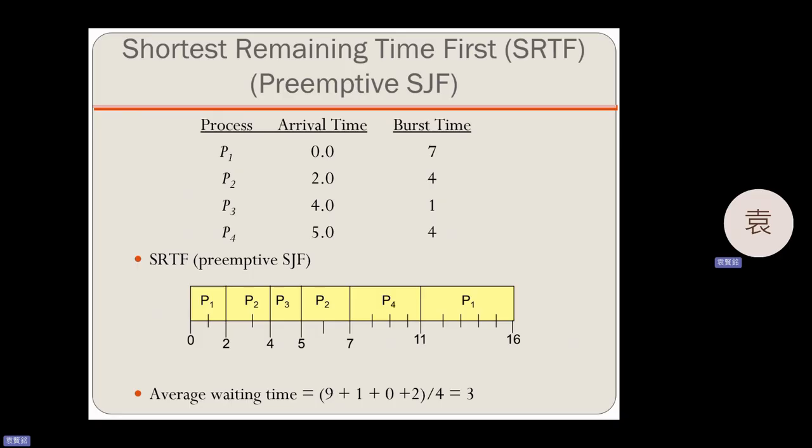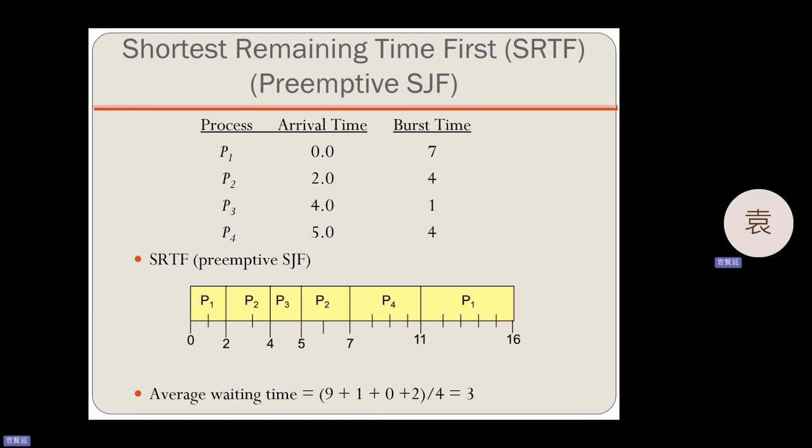P4 has 4 CPU burst time remaining, P2 has 2, and P1 has 5. So P2 will be scheduled again at time unit 5 and finish at time unit 7. And then P4 and P1 are already ready, and P4 has remaining time 4, P1 has remaining time 5. So P4 will go first, from 7 to time unit 11. Then P1 follows with the remaining part, from time unit 11 to time unit 16.